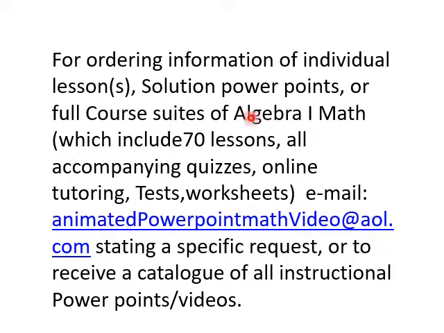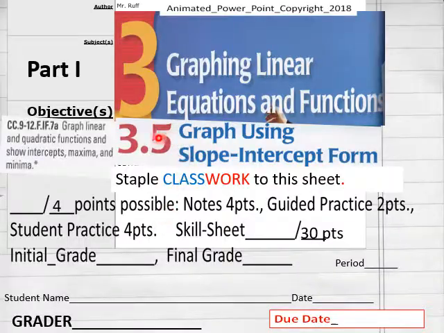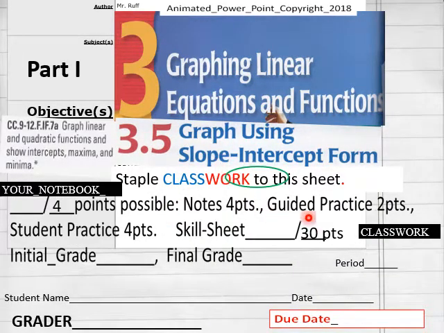Okay, hello everybody. Getting ready to do lesson 3.5 of Algebra 1, which is slope-intercept. It'll be part 1 of part 2 and part 3. Email me here for those. 3.5, graph using slope-intercept form. And we got a skill sheet here for the classwork of 30 points. And then we got 4 points here for notebook taking, part 1.